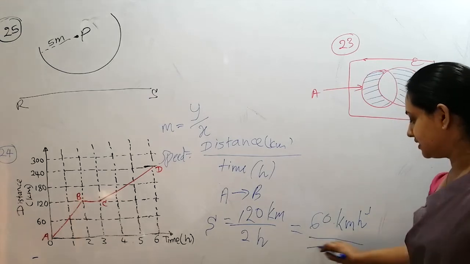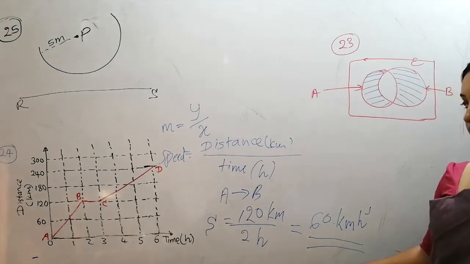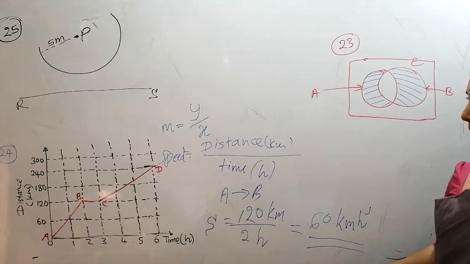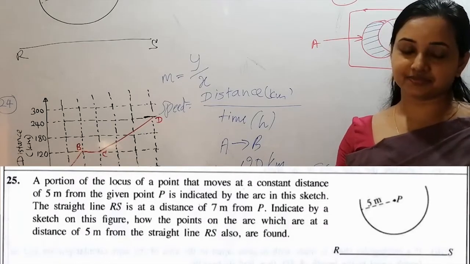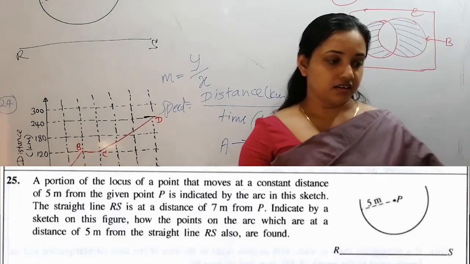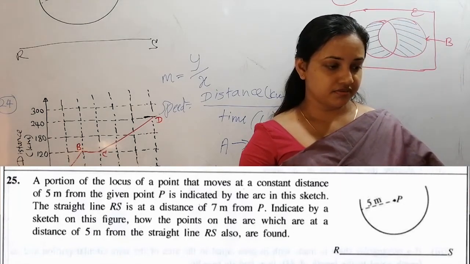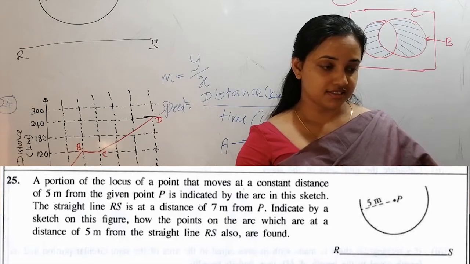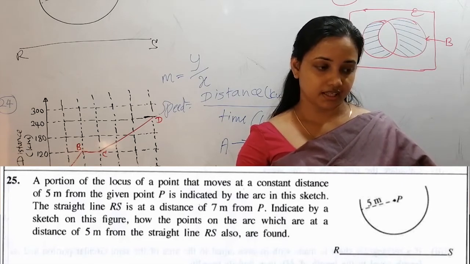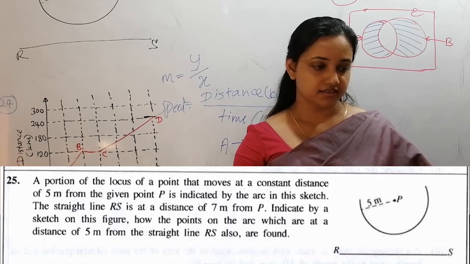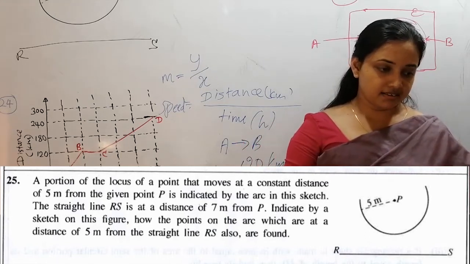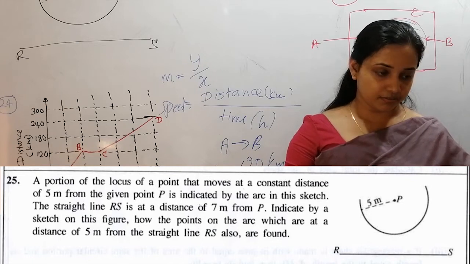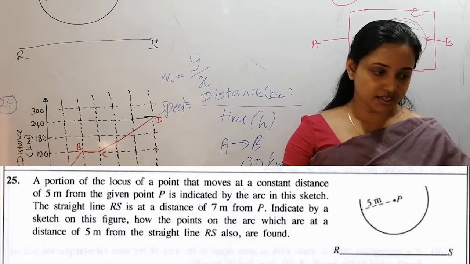This is the greatest speed of the motor car. Then look at question number 25. A portion of the locus of a point that moves a constant distance of 5 meters from the given point A is indicated by the arc in this sketch. The straight line RS is at a distance of 7 meters from P, indicated by a sketch on this figure.